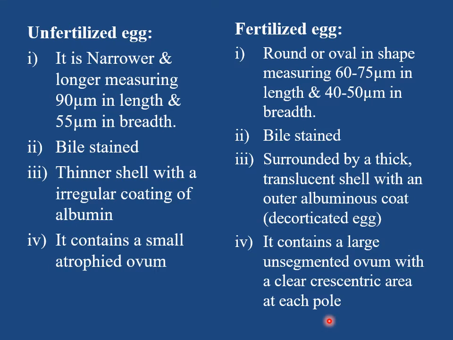at each pole. So we can differentiate unfertilized egg from fertilized egg by looking at their size, by looking at the ovum which is present inside them, and by looking at the shell.